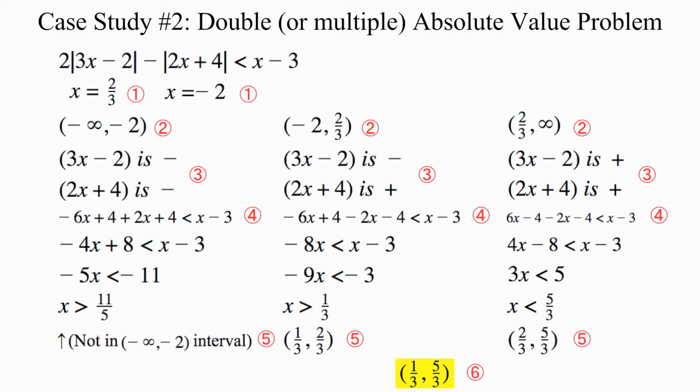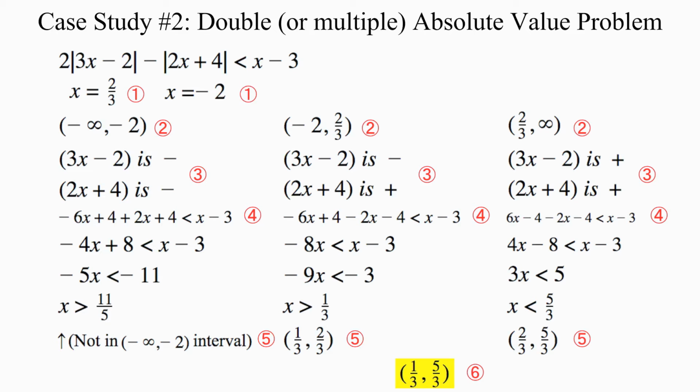Moving on to double or multiple absolute value problems. Our example is 2 times the absolute value of 3x minus 2, minus the absolute value of 2x plus 4, is less than x minus 3. The first thing we do is we solve for our zeros for each absolute value. We get x equals 2/3 and x equals negative 2. Second thing we do is we set these zeros to our intervals. And we get negative infinity to negative 2, negative 2 to 2/3, and 2/3 to infinity.